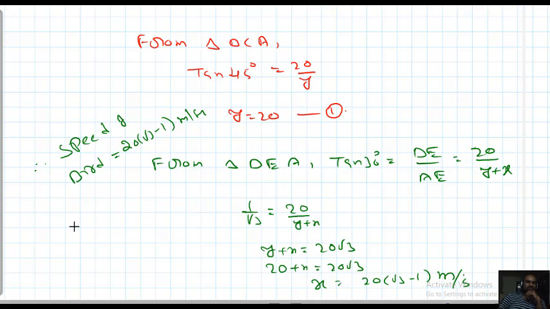Root 3 is 1.732, so 0.732 into 20 means 7.32, into 2 gives 14.64 meters per second. Okay, anything you can write now.